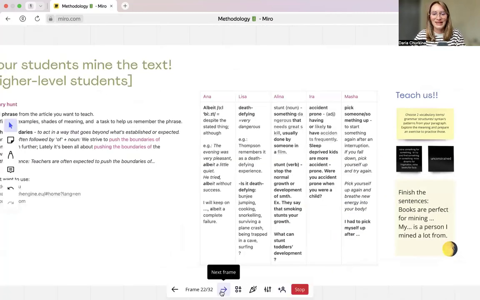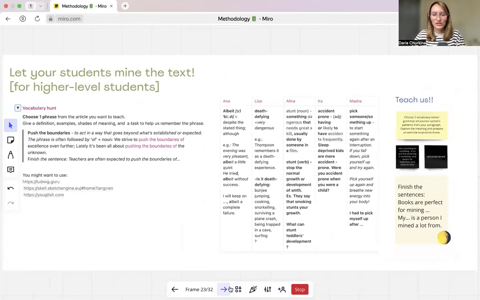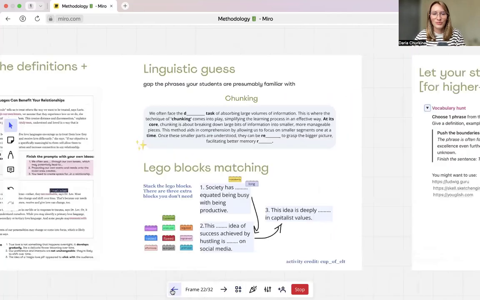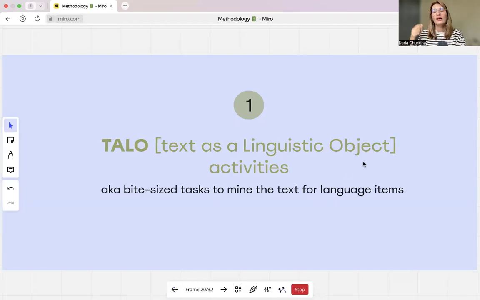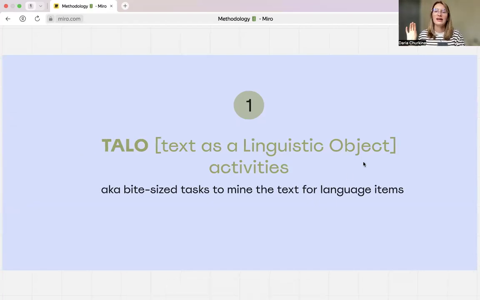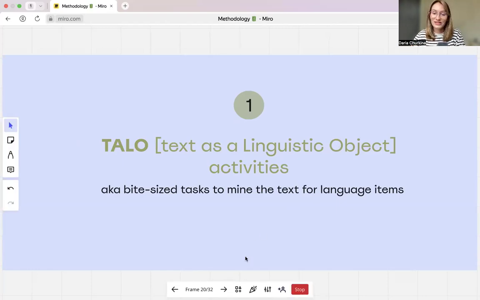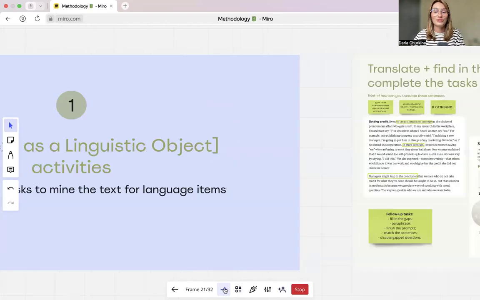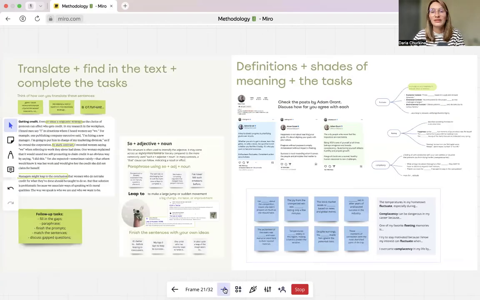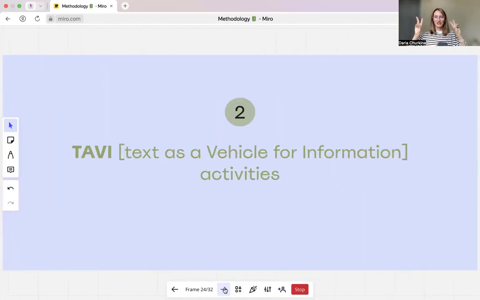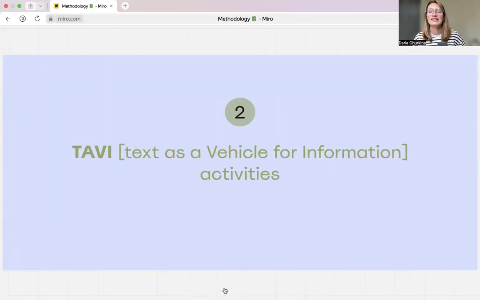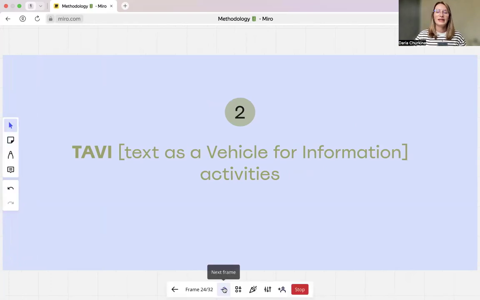Cool, so that's it. As for the first type of text, just a reminder, let me bring us back. It was about TALO, so exploiting the text as a linguistic object. And there are some activities that you can probably use. Let me know if you like any of those. Okay, the second type of text, which is TAVI, text as a vehicle for information.